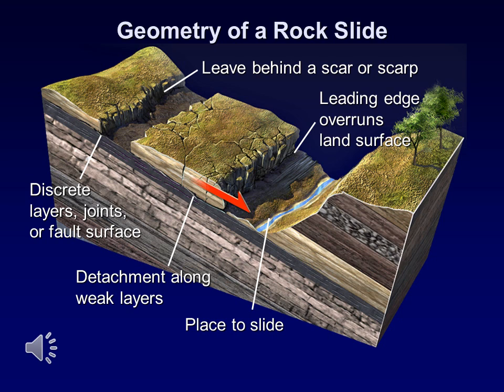And then you get detachment along weak layers. So that's where our red arrow is. It shows this block moving along that detachment. And then a place to slide. It's working its way downhill to the lowest point in the valley where it can be stopped by gravity no longer pulling it down. And the leading edge overruns the land surface. So it's plowing over whatever it comes in contact with, taking out trees, overriding the river, just plowing over everything.